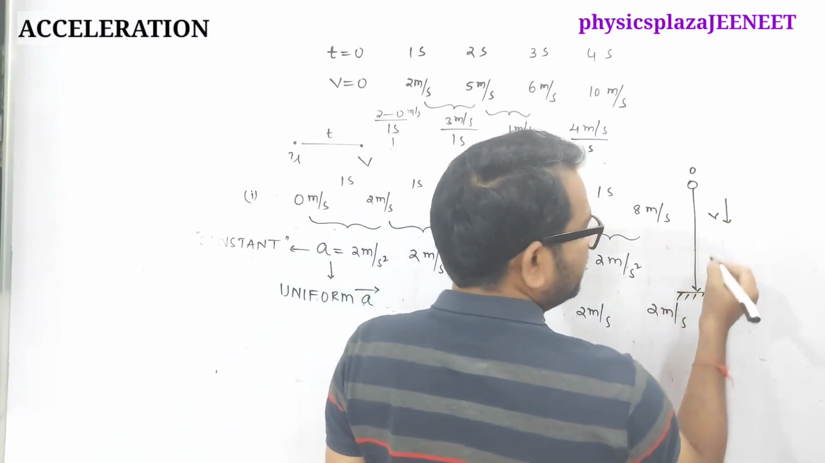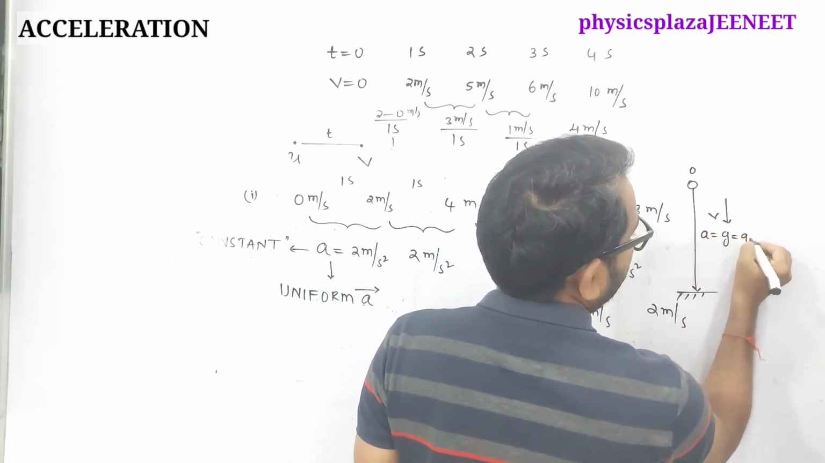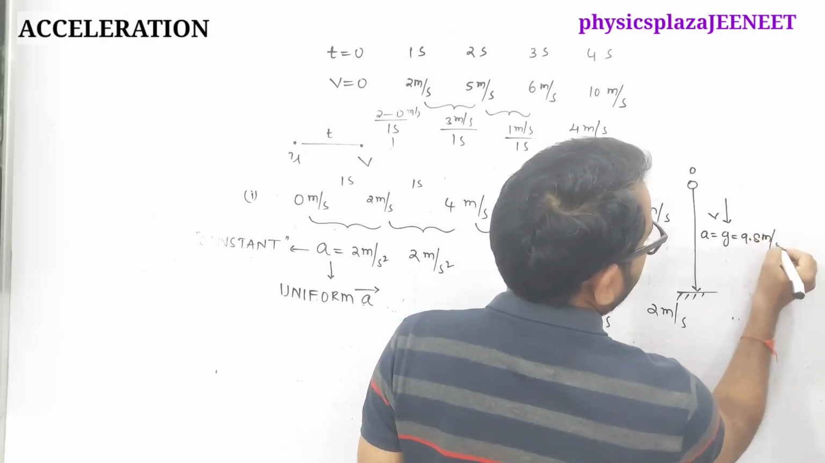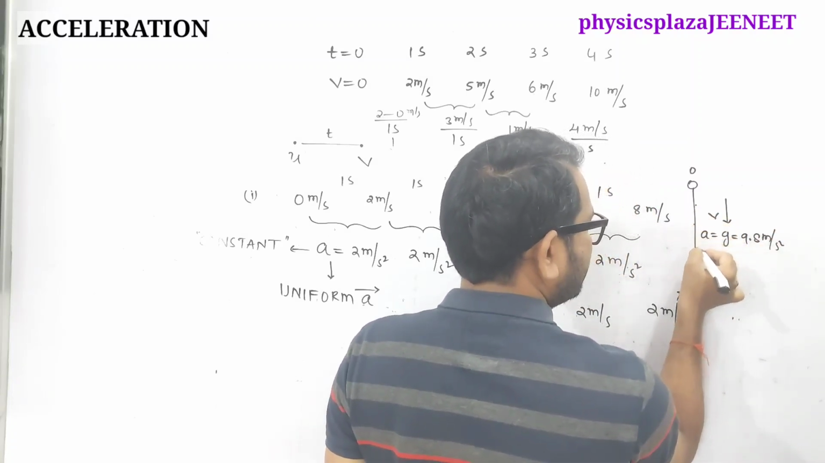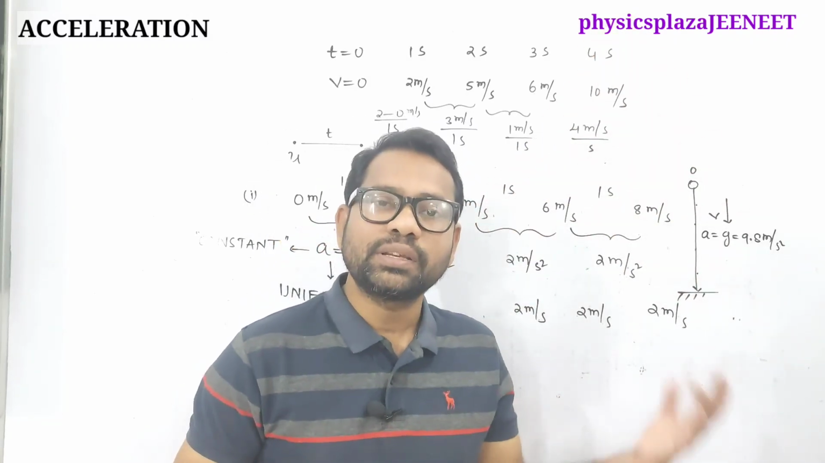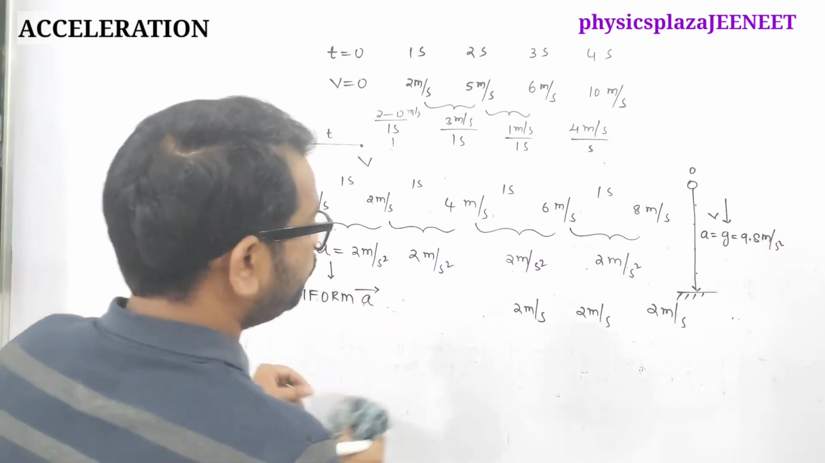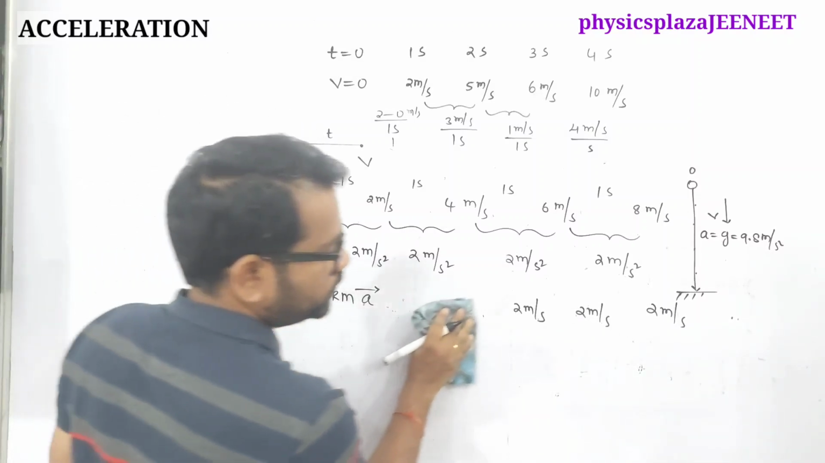Near the Earth's surface, we can take a = g = 9.8 meter per second square, at every point 9.8, 9.8, 9.8. So, the acceleration remains constant. Such a motion is uniform acceleration. Now, children, what is a non-uniform acceleration? Is it clear?